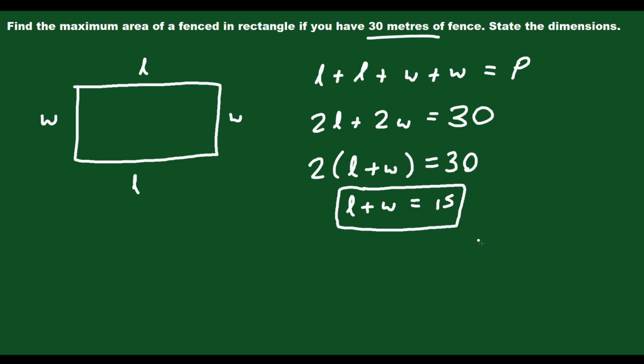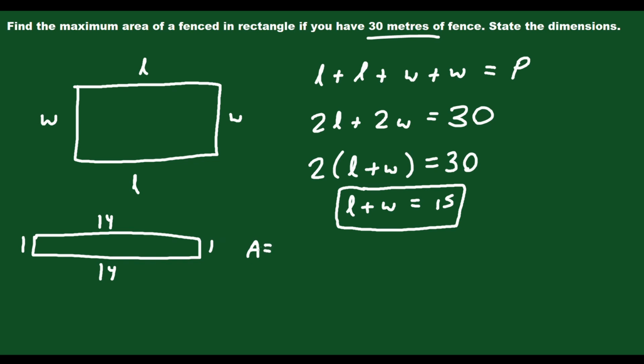Now, what do we know about the area of the rectangle? Well, we know that the area of a rectangle is maximized if it's a square. Like if you have 30 meters of fence, yeah, you could make it long and skinny, right? You could make it like 14, 14, 1, 1. That could be the distribution of your lengths. But that would only give you an area of 14 times 1, which is 14 meters squared.